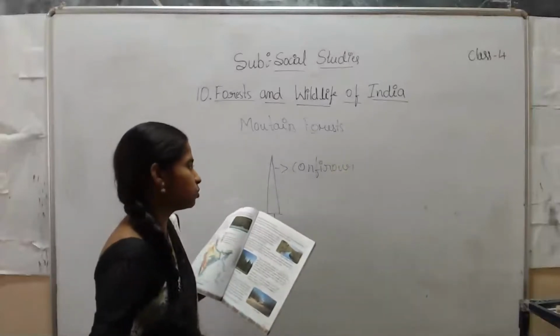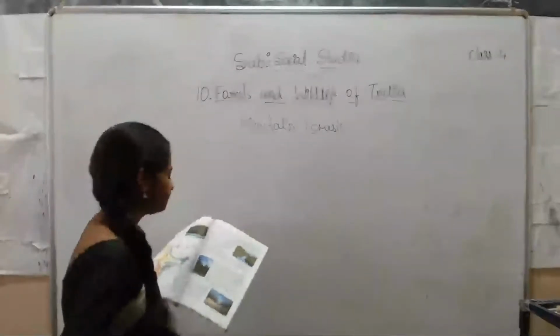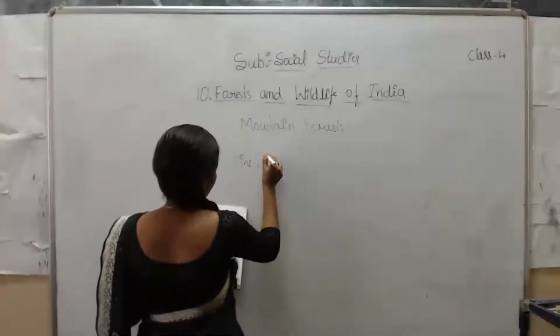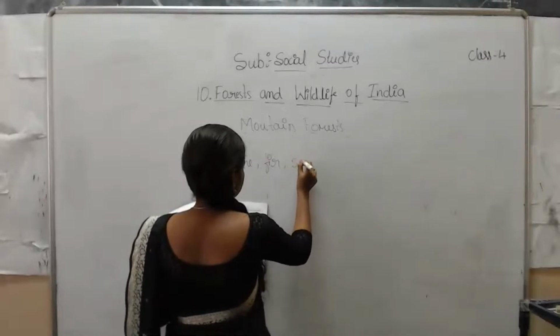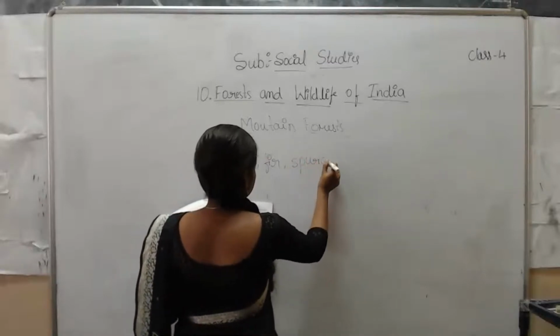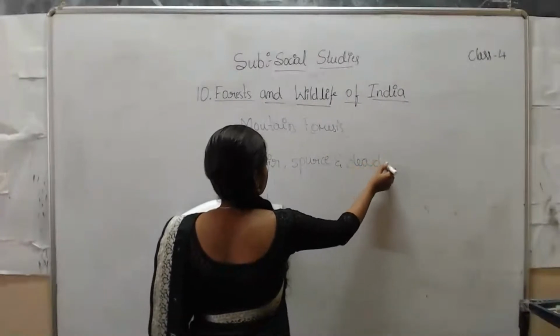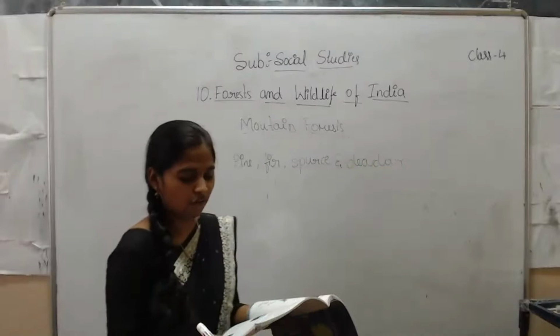The common trees which can be grown here are pine, fir, spruce, and deodar. These are the commonly grown trees here in this mountain forest.